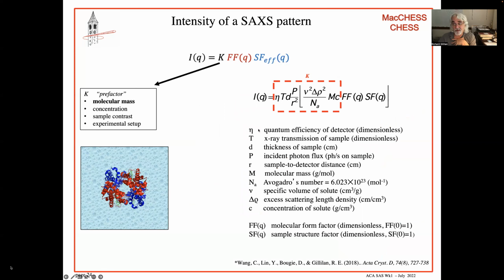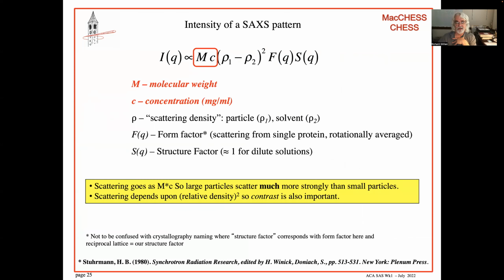So I've given the full formula in all its glory here, but all you need to get from this is that capital M is the molecular mass and C is the concentration, right? So it's a product. Your SAXS profile is scaled by the product of the molecular mass in kilodaltons and the concentration in mgs per mil, or if you want, daltons in grams per mil, all right? And the only other thing that you need to be concerned about is this delta rho, which is a contrast, okay? And I'll talk about that in a little bit.